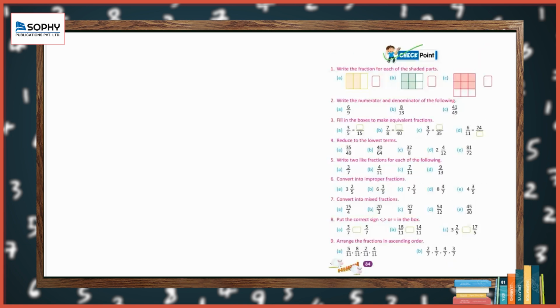Let's look at the checkpoint. In the first part, we have to write the fraction for the shaded portion, that is, very good, students, 2 by 3. In the next one, write the numerator and denominator for the following. Numerator is 6 and denominator is, very good, students, 9. In the next one, fill in the boxes to make the equivalent fraction. So 5 into 3 is, very good, students, 15. So 3 into 3 is, very good, 9.